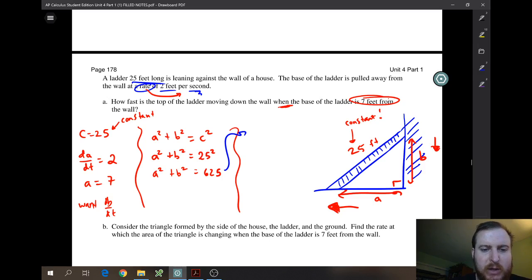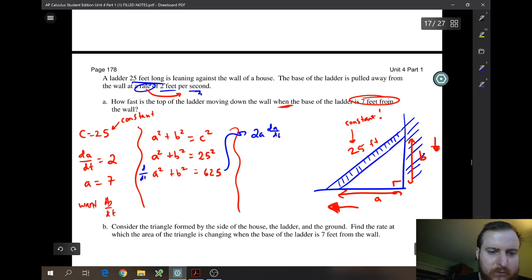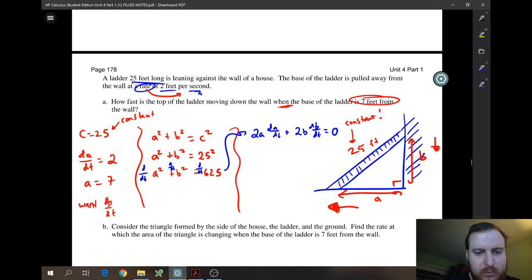So this is going to give me 2a dA dt, right? If we do d dt, d dt, and d dt. So 2a dA dt plus 2b dB dt equals 0 because the derivative of 625 is 0. And that's why it's kind of important to have plugged in that constant so we get that 0.